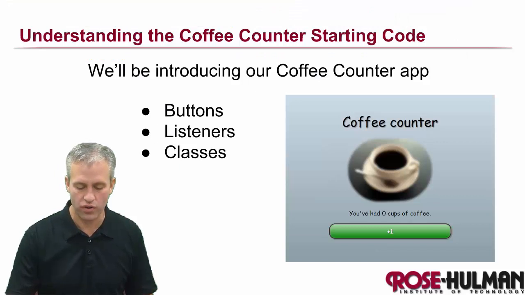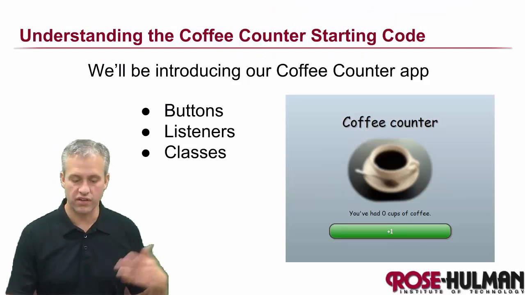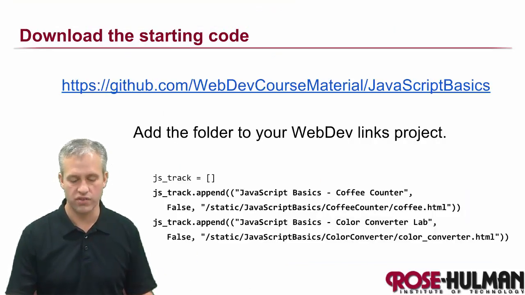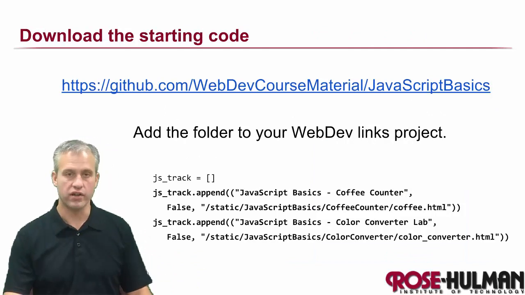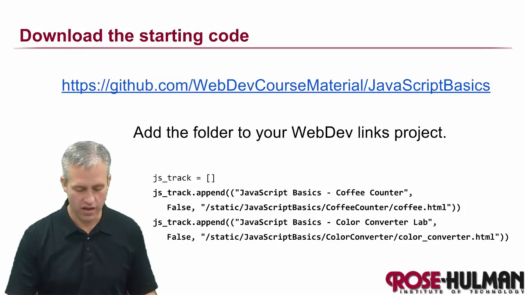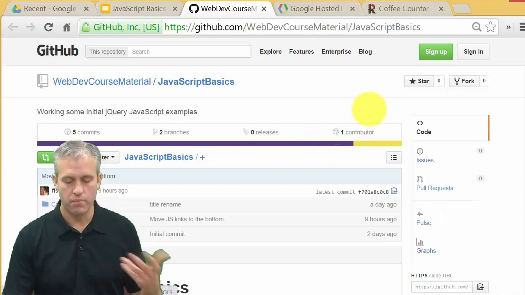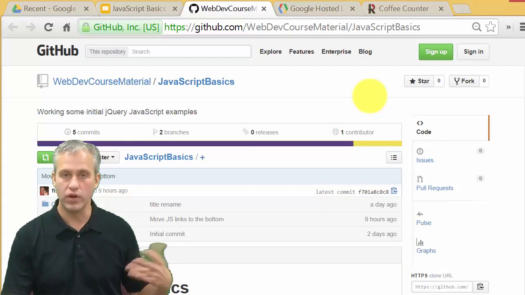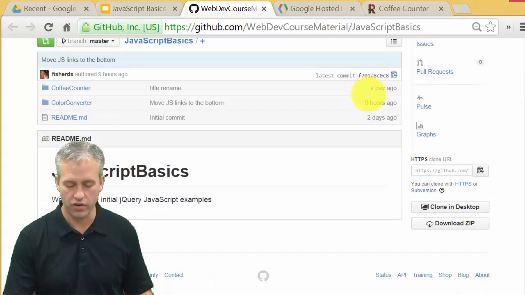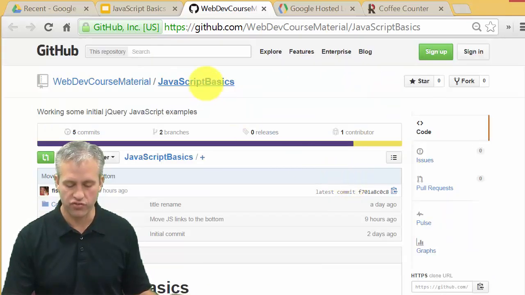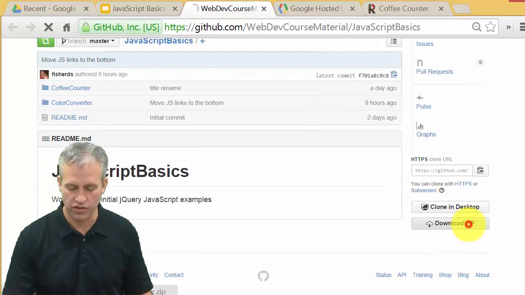Let's go ahead and look at some more details on it. So it's going to be focused on teaching us buttons, listeners, and classes. And then let's go ahead and get some starting code. So go ahead and visit this link. I've got it up here as well. It's going to take you to a basic GitHub repo where you can download starting code. So this is for the JavaScript basics unit. So you just go and click on download zip.